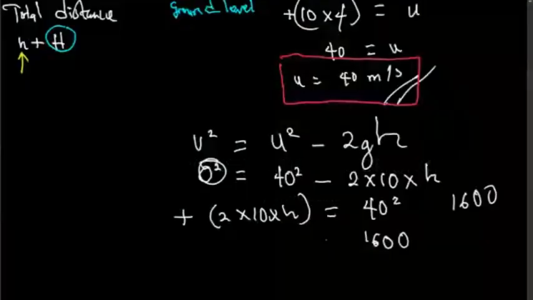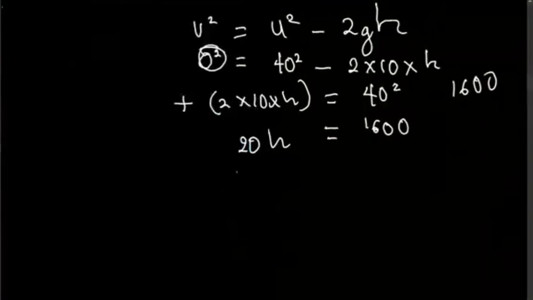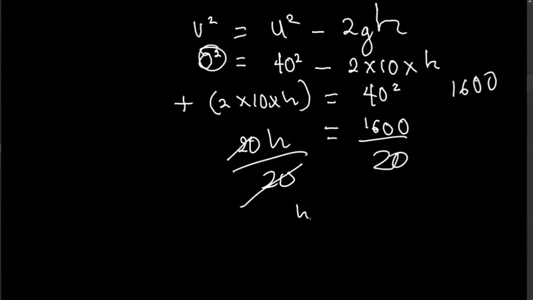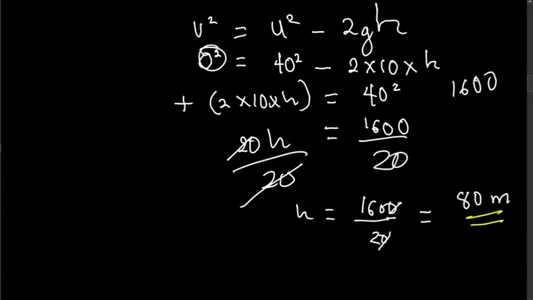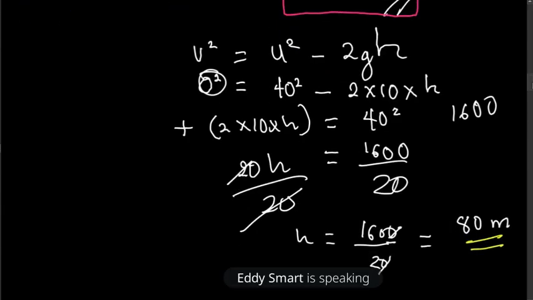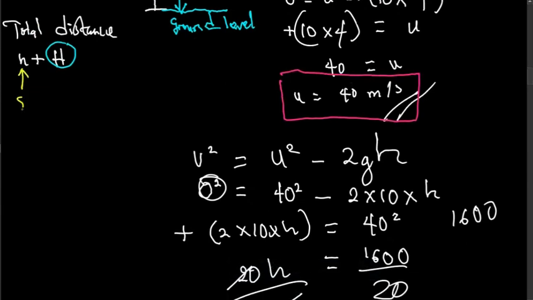So 2 times 10, 20, to have 20H on this side. How do we find H now? Divide both sides by 20. And I'm left with what? H is equal to 1600 over 20. So 160 divided by 2 is 80. So we get 80 meters. Do you understand it up to this point? Yes, Abi. So we already have 80 meters as our small h.